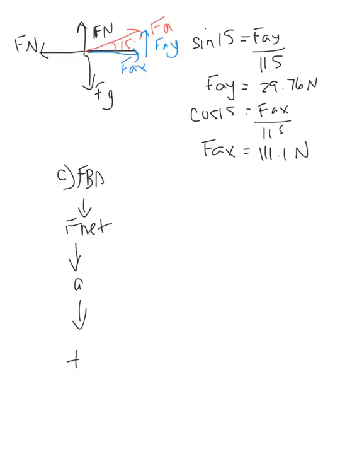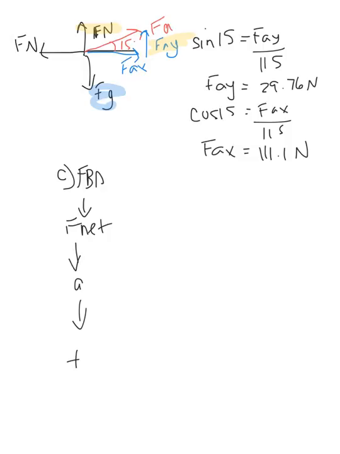To find our F net, if we're looking at our forces up top, our normal force and our FAY together are equal and opposite to FG. Because our object's not flying off the ground, it's not sinking into the earth. This is different than previous questions because usually the normal force and the gravity force were equal and opposite, but not anymore because of that component force.